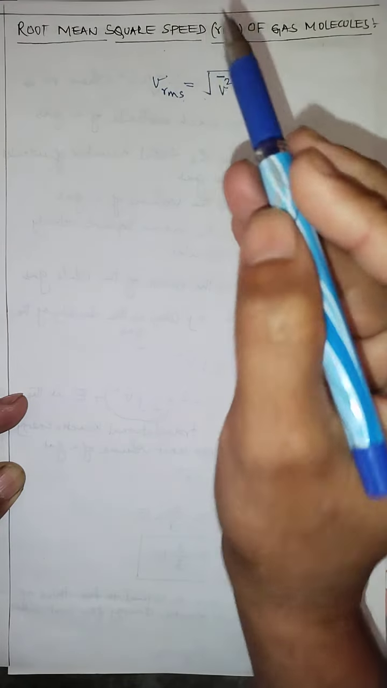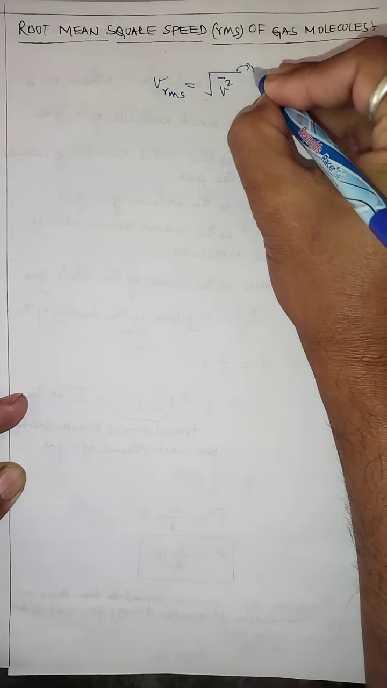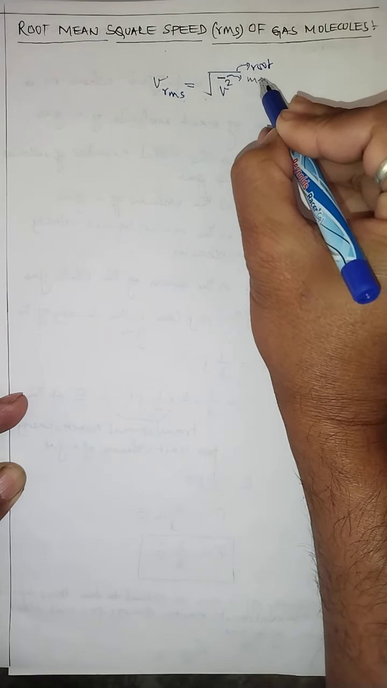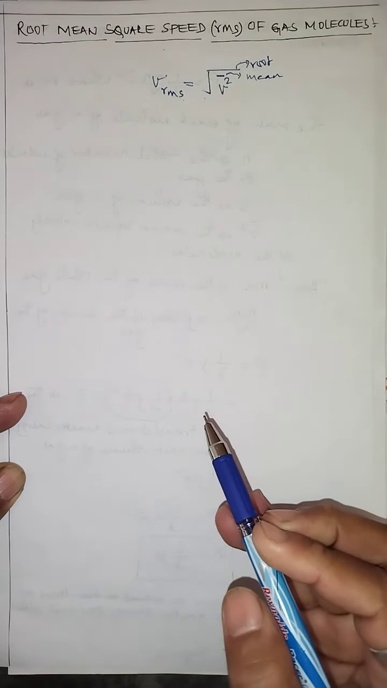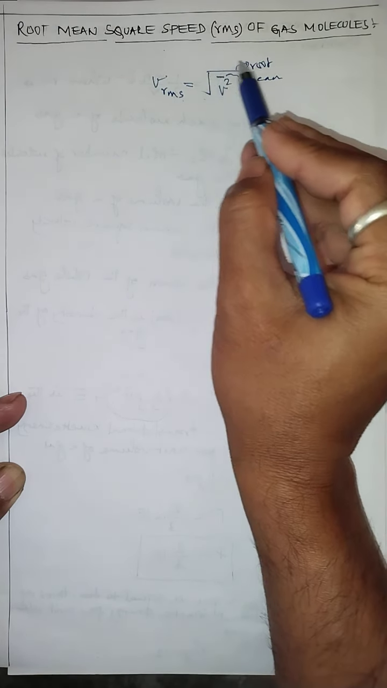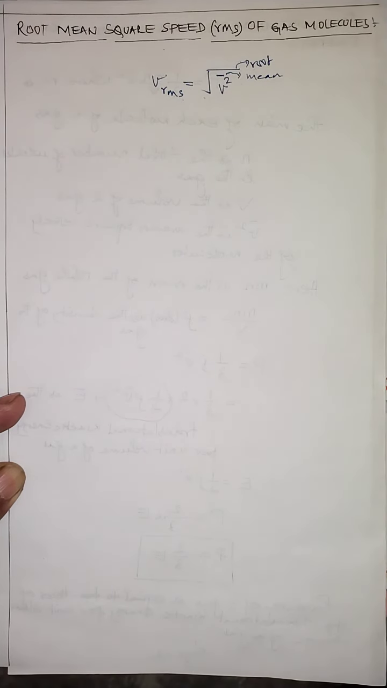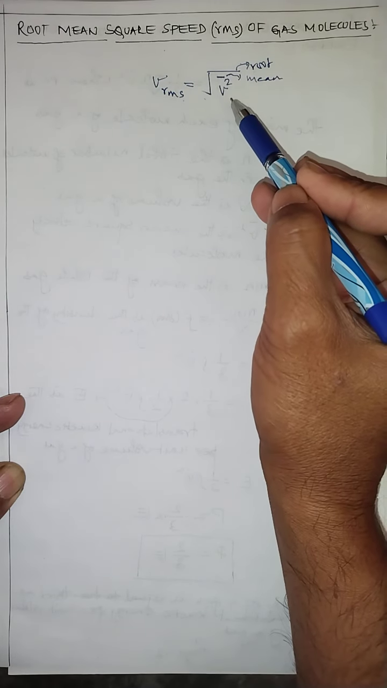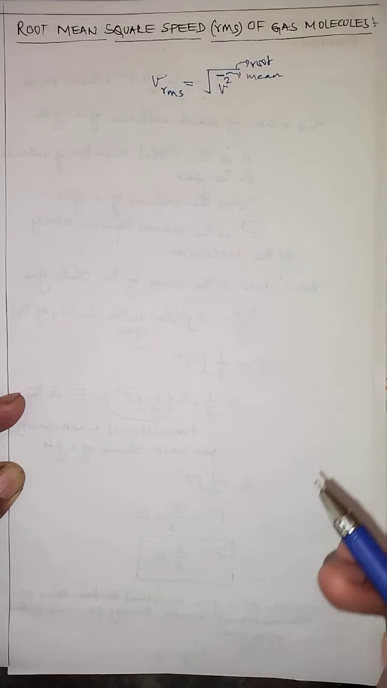So RMS speed can always be calculated by the formula root. This symbol is called root. This bar symbol means mean square speed, or we also call it the velocity of the gas. Children, remember this: to measure the RMS speed of the gas, we use this relation, the square root of the mean square velocity of the gas. So we need to measure the mean square speed, then take the square root of that to get the root mean square velocity of the gas.